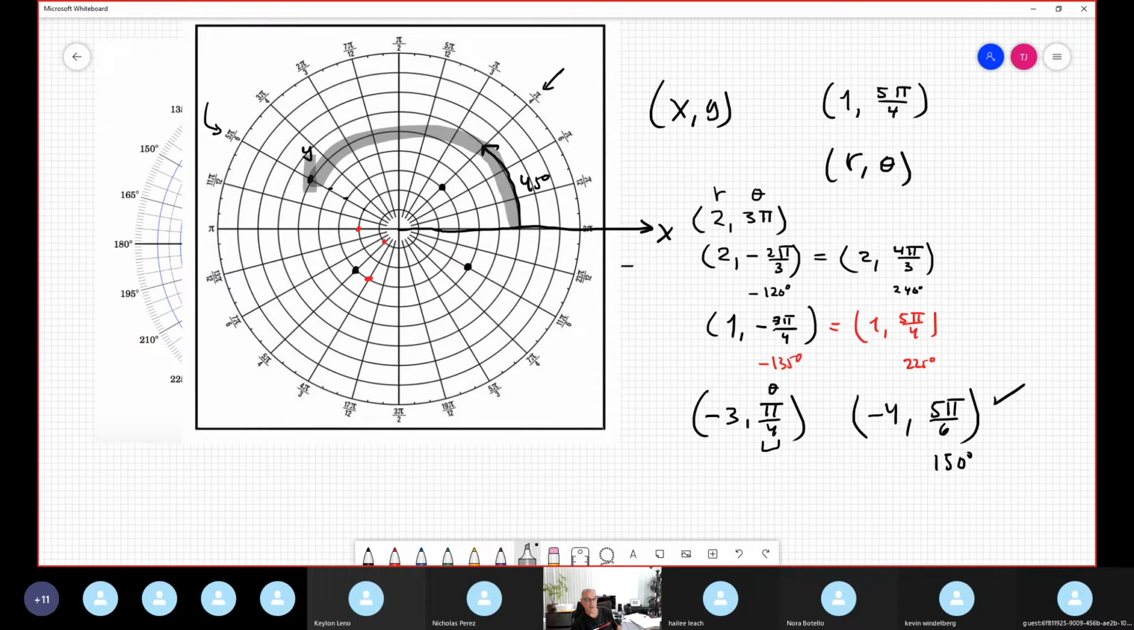In this case it was 5 pi over 6. Do you see that? Yes. So it is negative 4, not in the positive direction, but in the negative direction. That is 1, 2, 3, 4. And this point is this one. You don't worry about this.